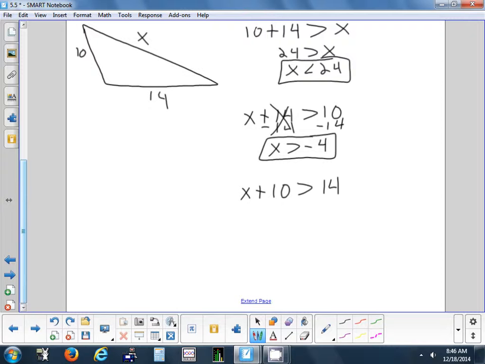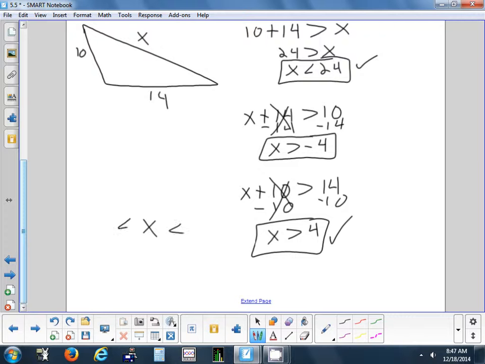What do I do on each side to get x by itself here? Subtract 10. So we get x is larger than 4. These are the two facts that are going to help you figure this out. I like to write the inequality as a compound with x in the middle, using less thans. There's your final answer. x has to be bigger than 4, and it also has to be less than 24.